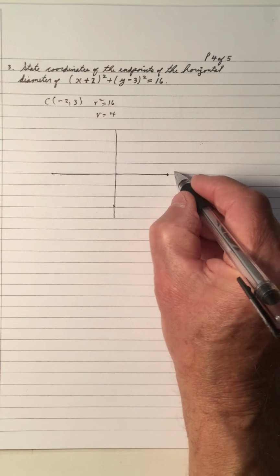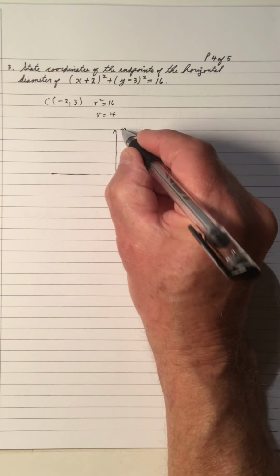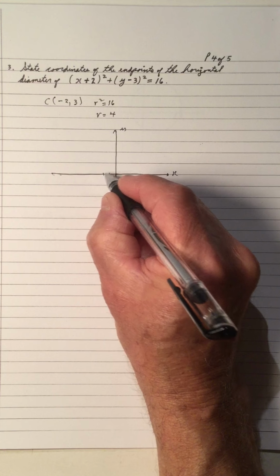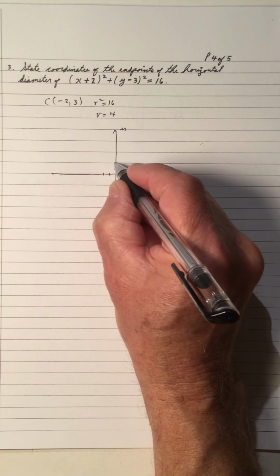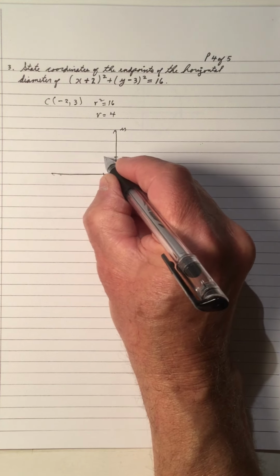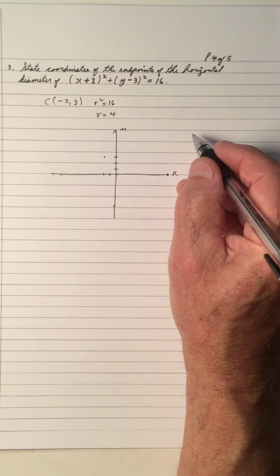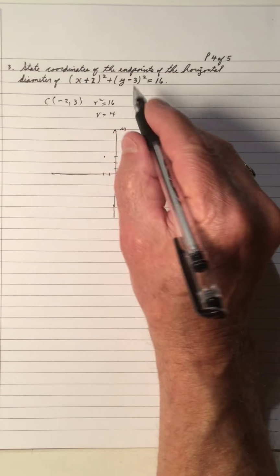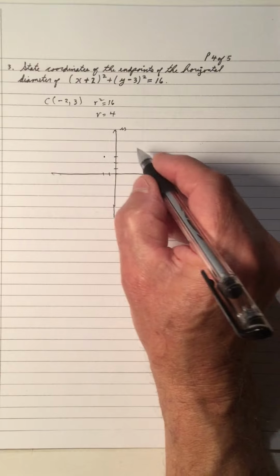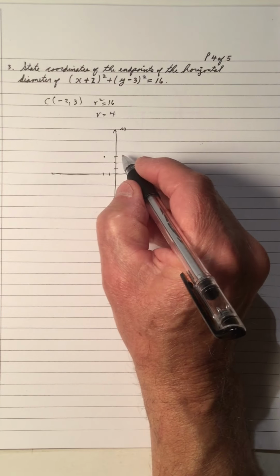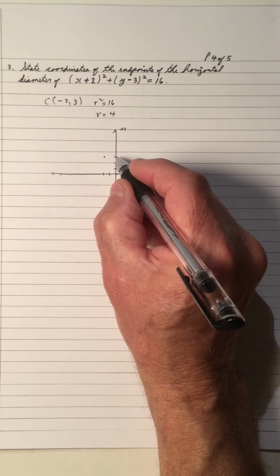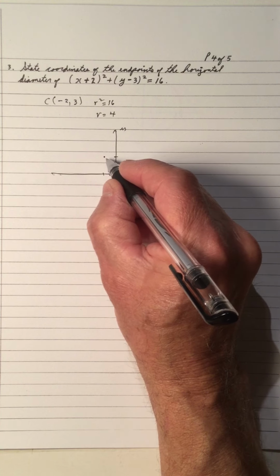And I like to draw the x-axis and the y-axis. The center is (-2, 3). So that's approximately right there. And we want the endpoints of the horizontal diameter. The horizontal diameter. So the radius is 4. So if I'm here, I'll go 4 units.